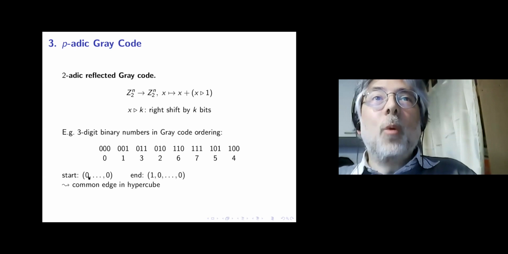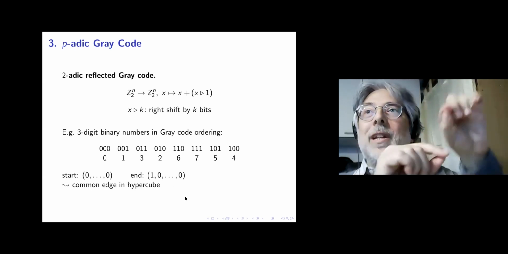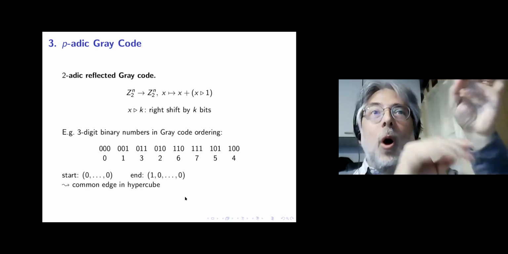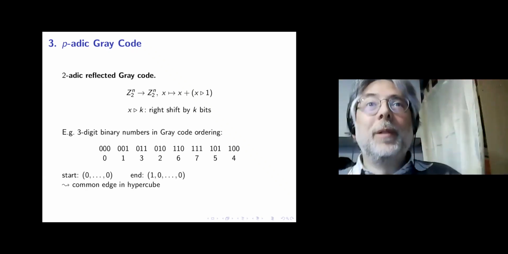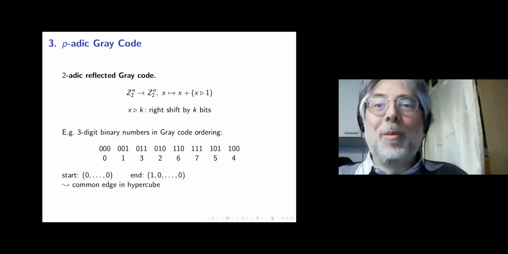And the starting point is always 0, 0, 0, and the end point is always 1, 0, 0. So the start and end point in this case will always have a common edge in the hypercube. So they're very far from opposite to each other.